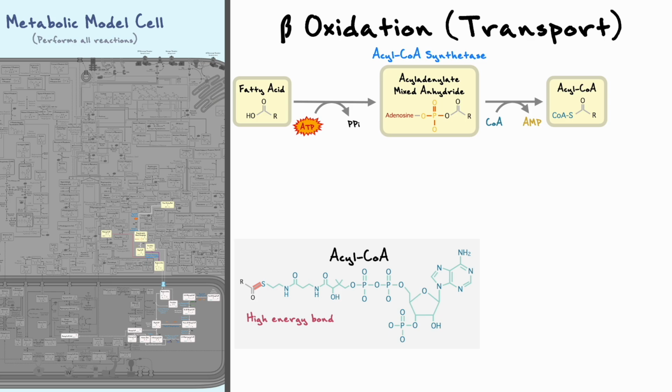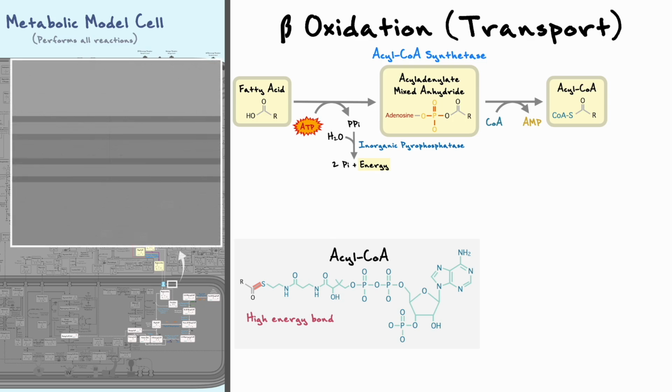The two phosphates that are released in the first step can then get cleaved by the enzyme inorganic pyrophosphatase, and this process releases the energy that will supply the formation of acyl-CoA. When acyl-CoA is made, the process of transporting it into the mitochondria can occur via a Carnitine shuttle.